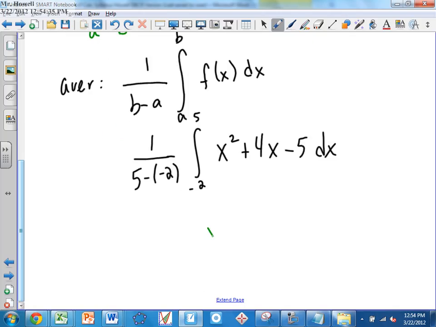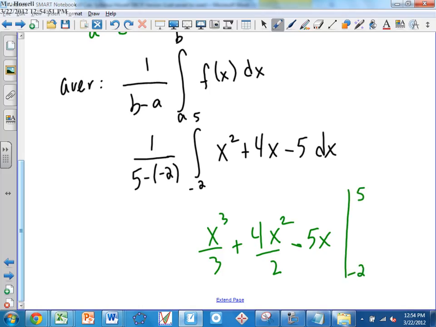So here we get 4x squared over 2 minus 5x. No plus c, because you have the limits. It's a definite integral. Now, what do I need on the outside here? 1 over 7. The 1/7 is always on the outside. You do the integral first, then just multiply by 1 over the width of the function.